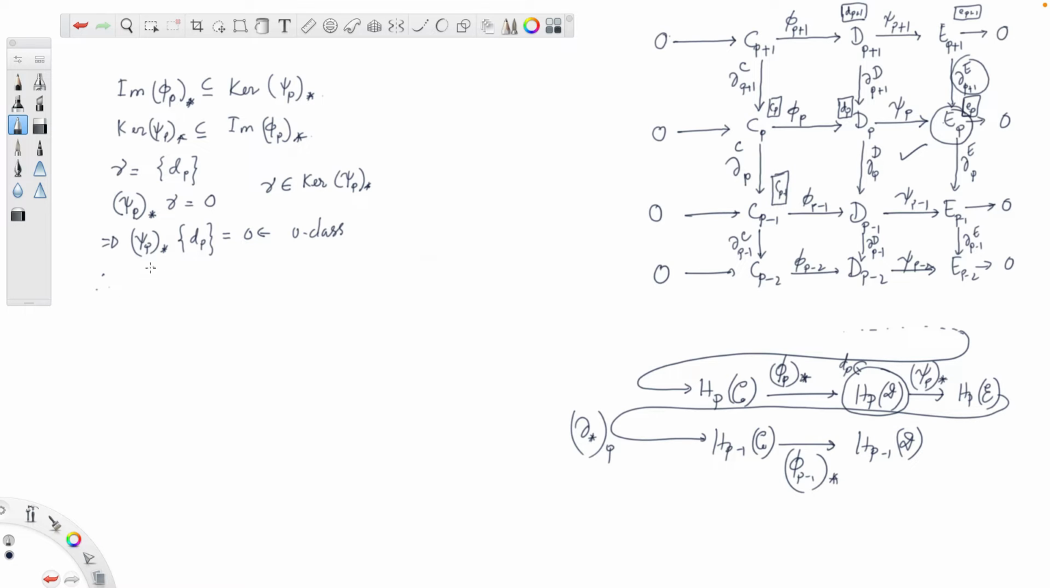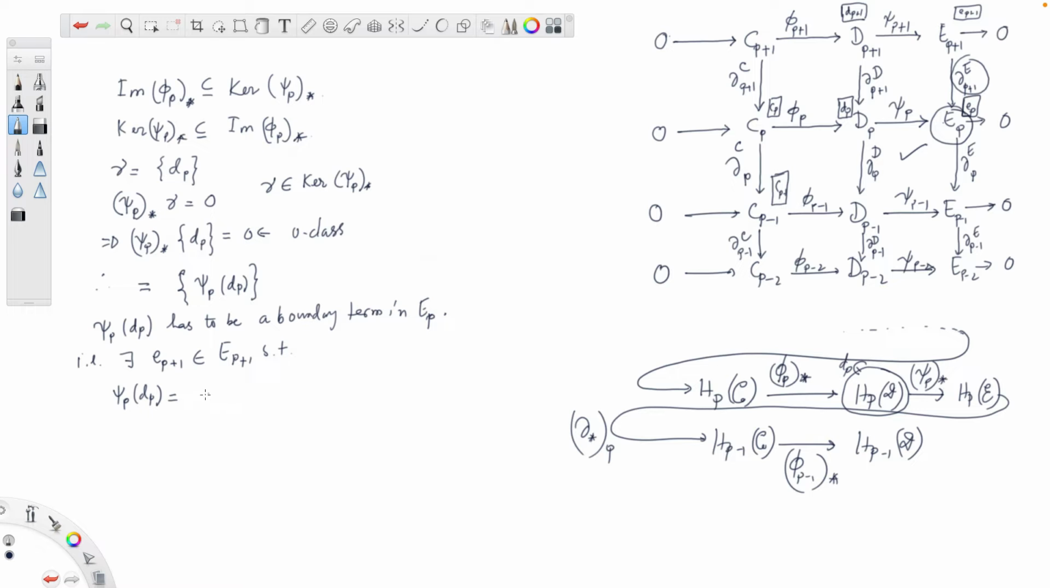Therefore, this is equal to the class of psi p dp, right? And it means that psi p dp has to be a boundary term in EP, that is, there exists EP plus 1 in the group EP plus 1 such that psi p dp is equal to delta p plus 1 e p plus 1. This is our equation number 18.